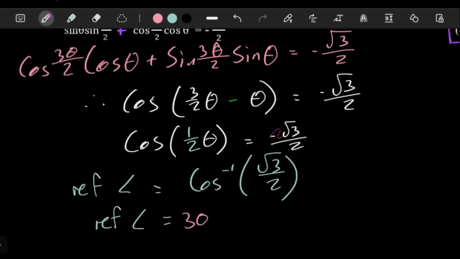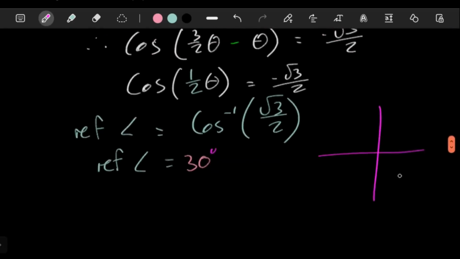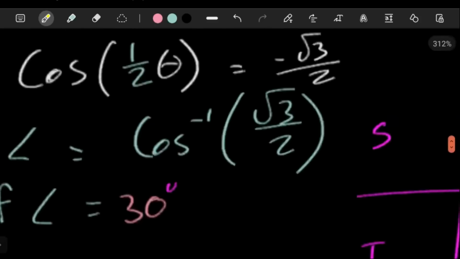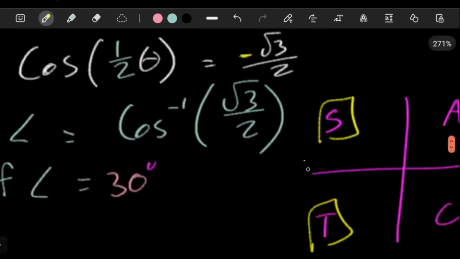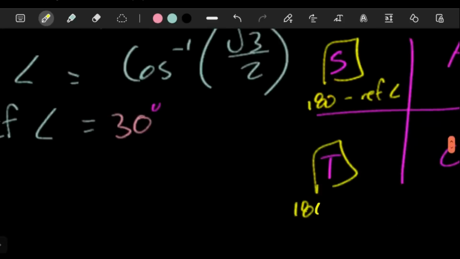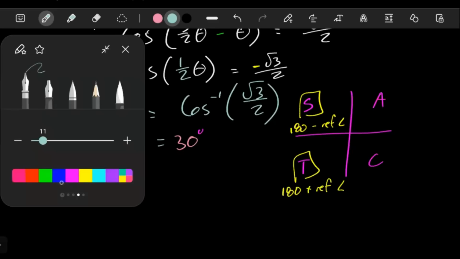So with all this being said, this is what we need. Since you now have your reference angle, you're going to take the CAST diagram here. Now in this CAST diagram, you need to work out where cos is negative. Cos is negative here and there. So it's the quadrant 180 minus the reference angle and the quadrant 180 plus the reference angle. So let's deal with those two quadrants one by one. We need to deal with them nicely.